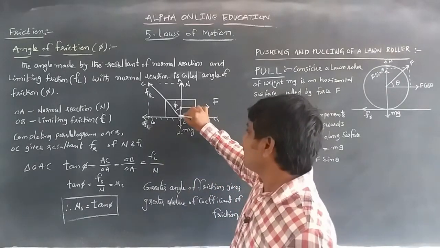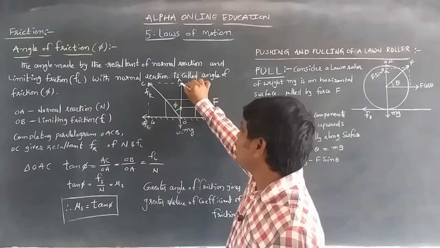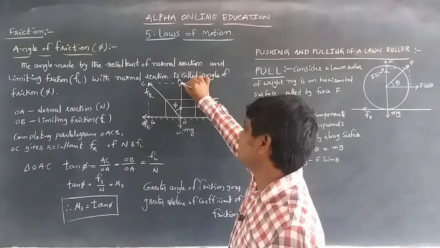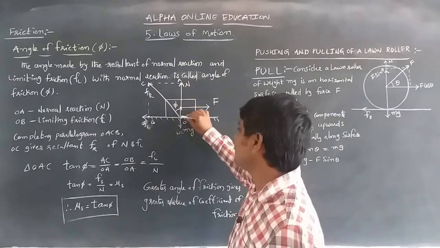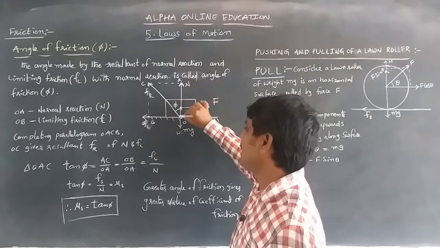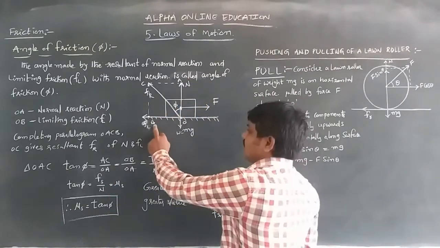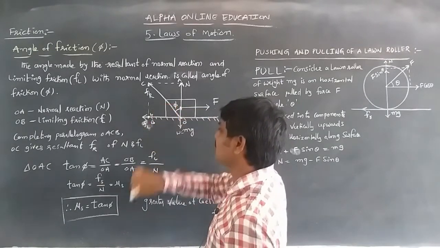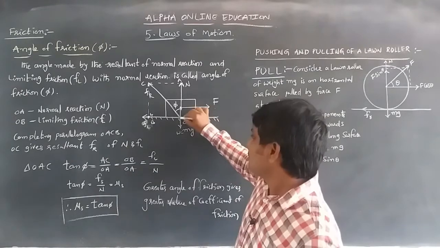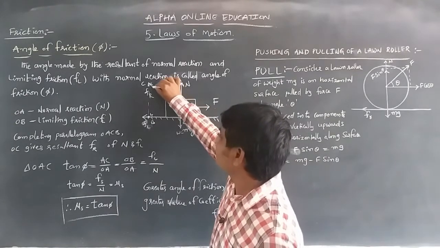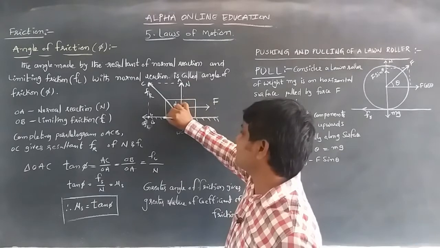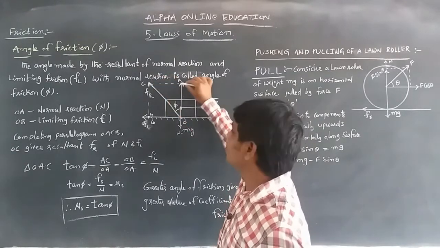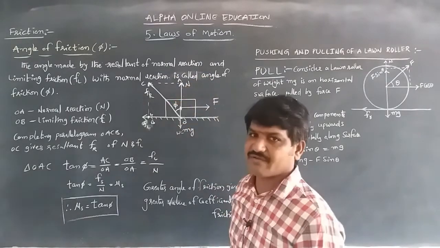So when the parallelogram is drawn, we consider the normal reaction as A, and the limiting friction, which is acting opposite to the applied force, is considered as point B. Then this will be the resultant force acting between the normal reaction and limiting friction.